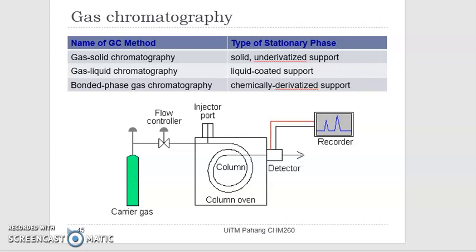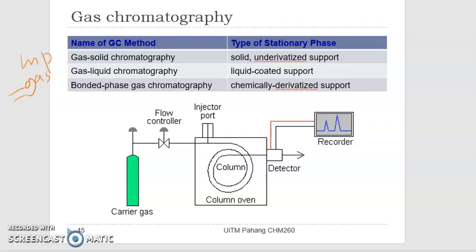Okay, so let's look at gas chromatography. Kita akan bincangkan dua lah, GC dengan HPLC. So for gas chromatography, name of GC method, we can have gas solid chromatography, gas liquid chromatography, and bonded phase chromatography. So the things here for gas chromatography, of course, the mobile phase is gas.